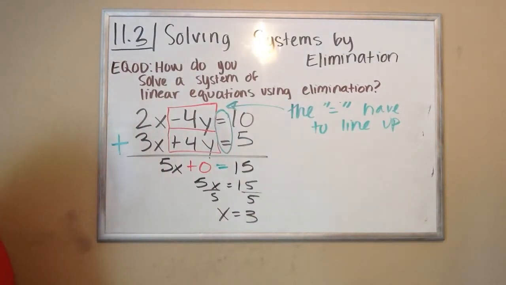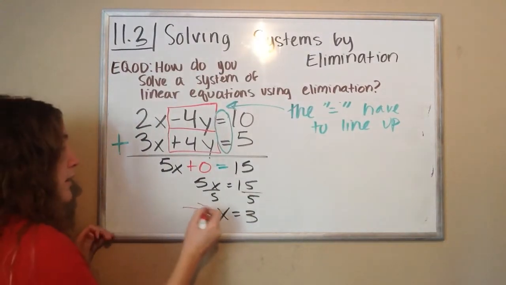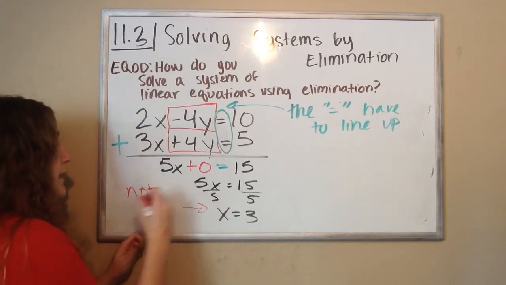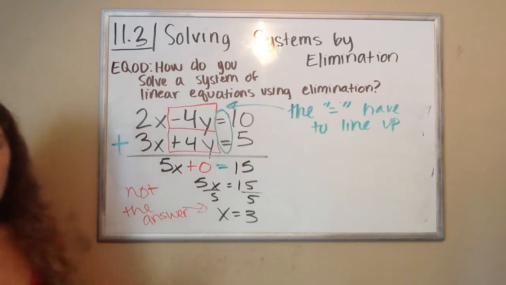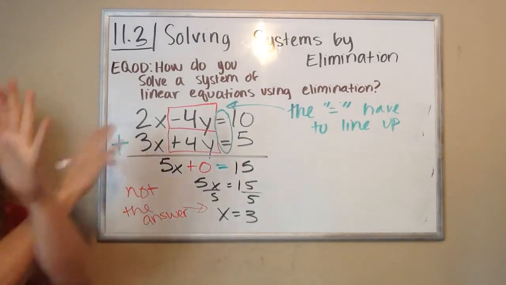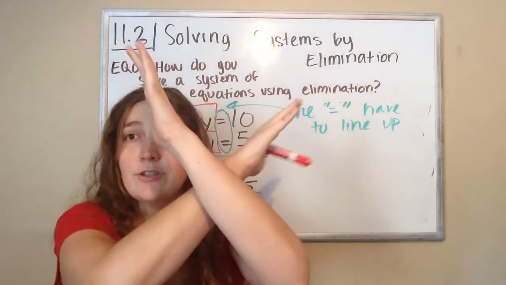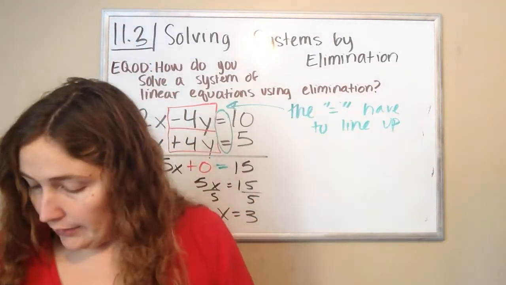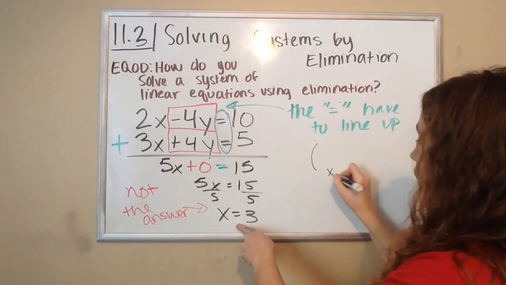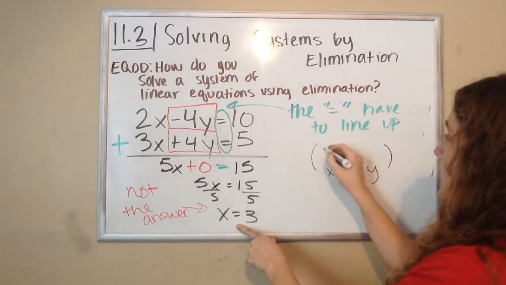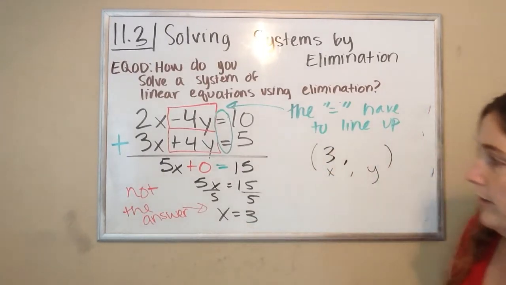Again, I will tell you, you're well on your way to the answer, but this is not the answer. If you give me this as the answer on the test, you will get it wrong. You need to tell me where do they cross. These are still two lines. You're still telling me where they cross. Okay? So we've got an x value of 3, and now we have to find the y value.